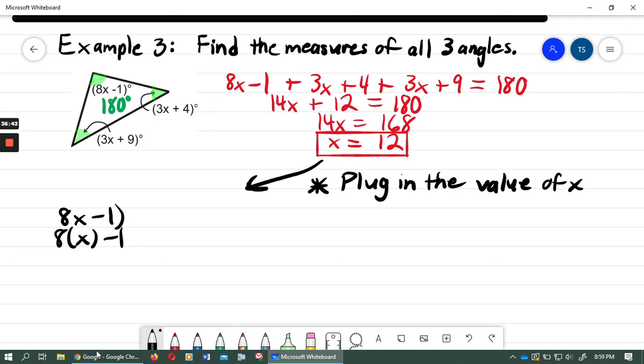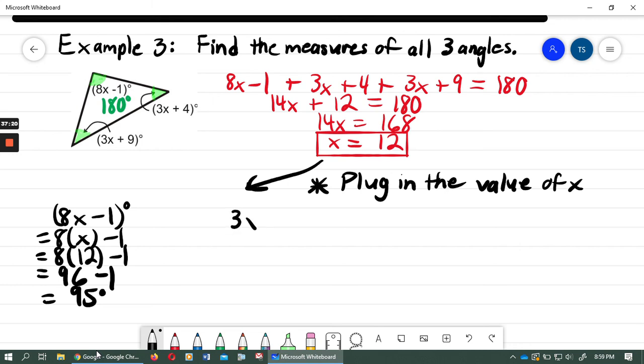For that one, this angle measurement here, if we plug in 12, 8 times 12 gives us 96, and 96 minus 1 is 95 degrees. 95 degrees. Alright, that's one of the angle measurements, okay? Let's do the other ones.